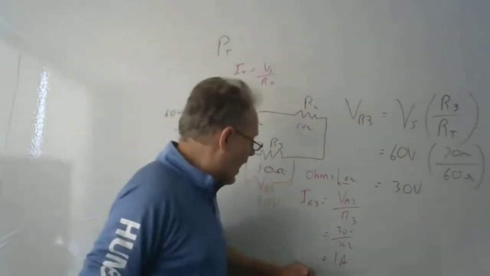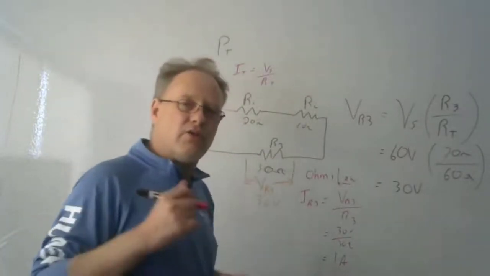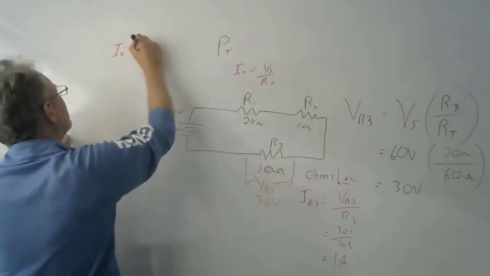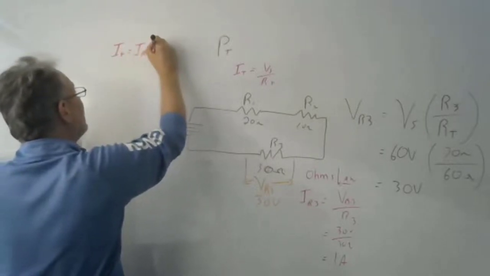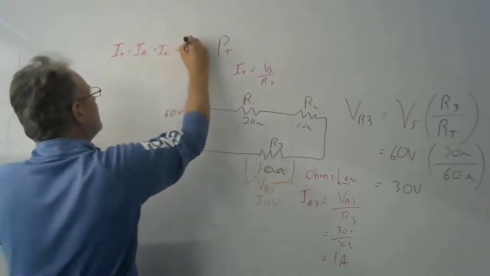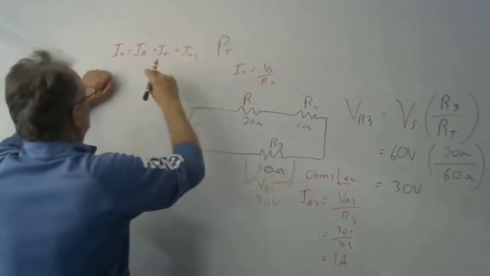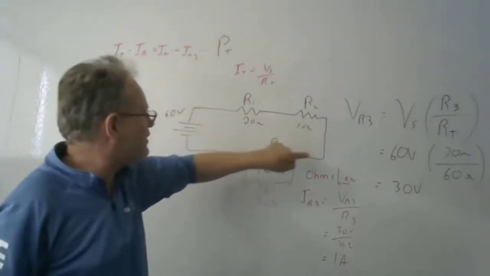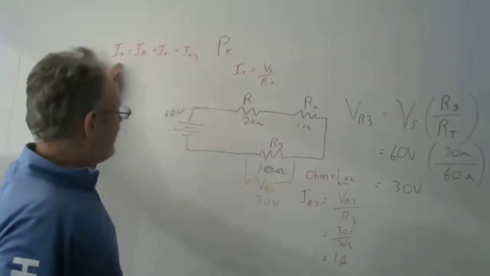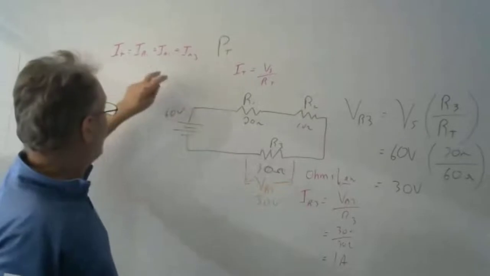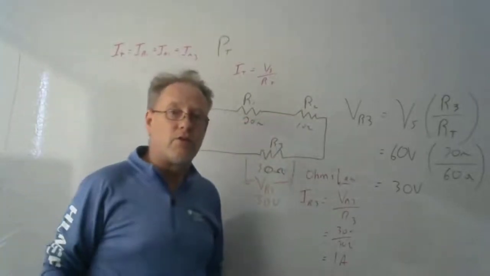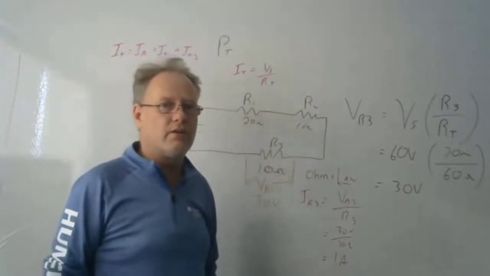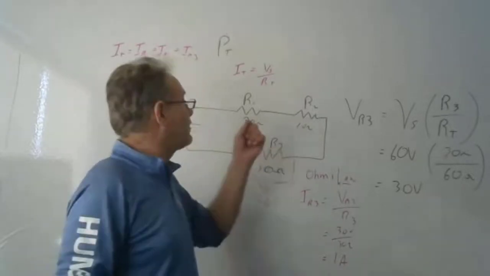No. Okay, good. Now, watch this. I also know this is true from one of our first slides: IT equals IR1 equals IR2 equals IR3. Because the current here is the same as the current there, same as the current there, I know now that IT and the current here is actually 1 amp. So now I can calculate the voltage drop across this and across this using Ohm's law. Or if I really wanted to, I could just use the voltage divider and calculate the voltage here and the voltage here.